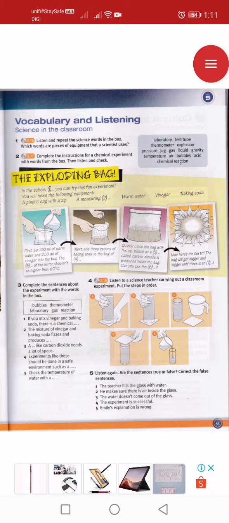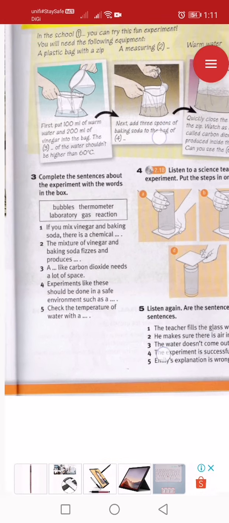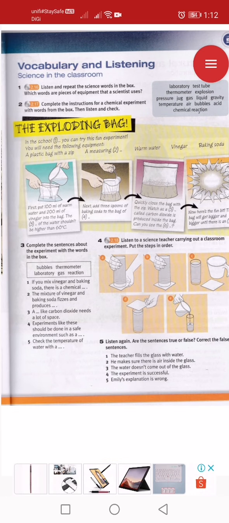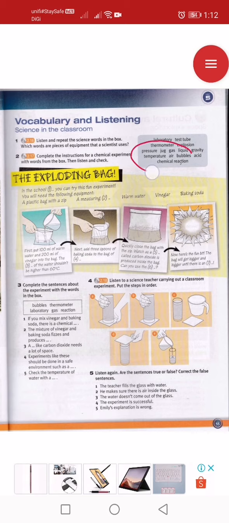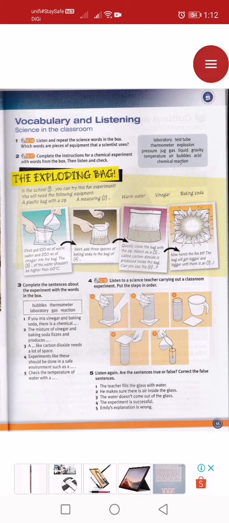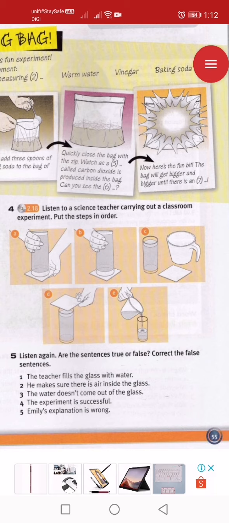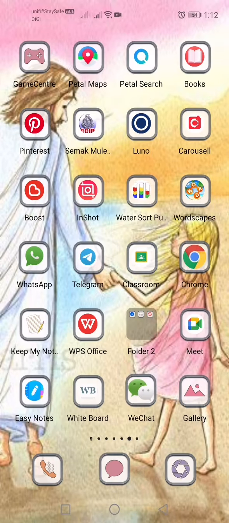And the last question, question number 5. Check the temperature of water with, how do you check the temperature of something? Using a, the answer is somewhere around here. Okay, using a what? So answer all of this, it is the same thing. I don't want to give you the answers. You just answer all of this on the Google form that I will give you the link. So last part 4. Listen to a science teacher carrying out a classroom experiment. Put the steps in order. So we listen first. We listen from here.